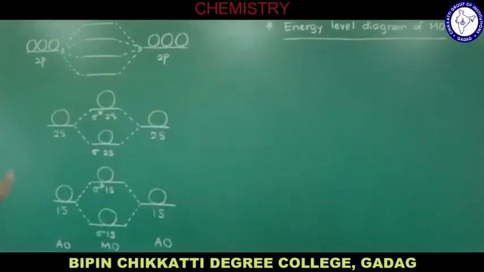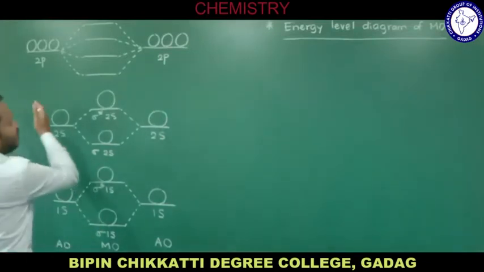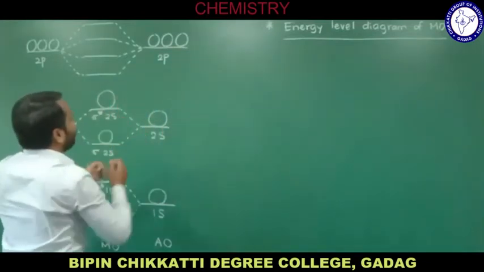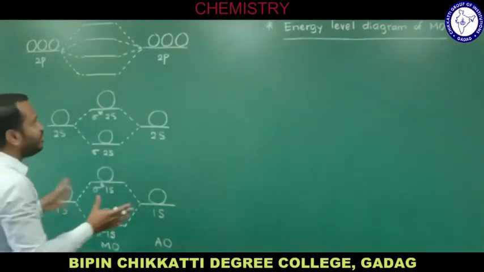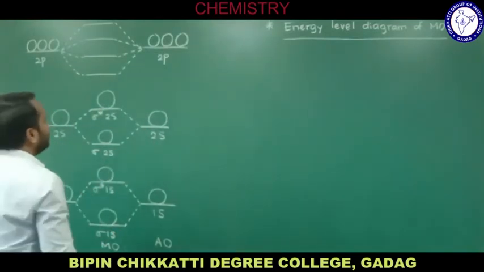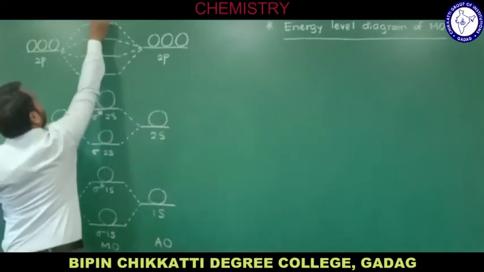So here in this case, the 2p atomic orbitals will overlap with the 2p atomic orbitals of same energy and symmetry. We get molecular orbitals. Then what kind of molecular orbitals do we get? Let me draw over here.